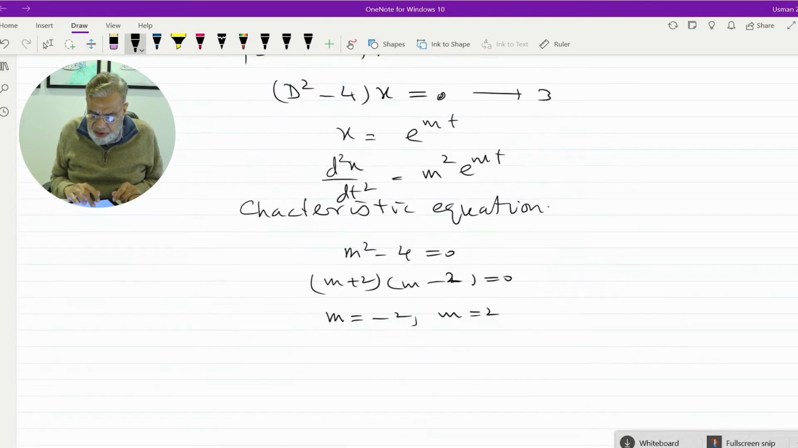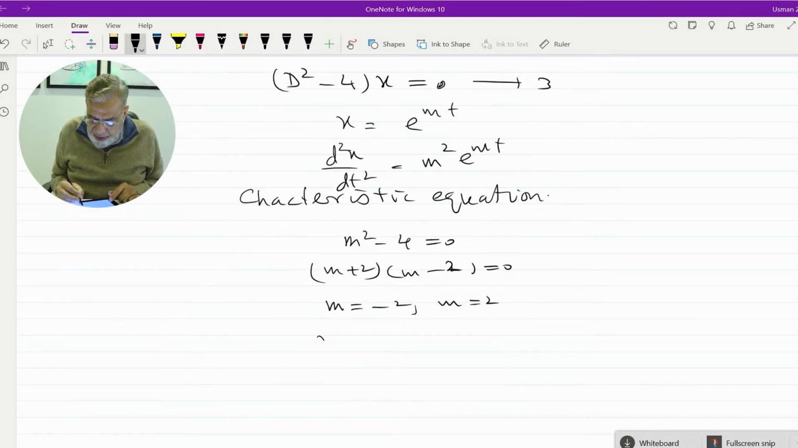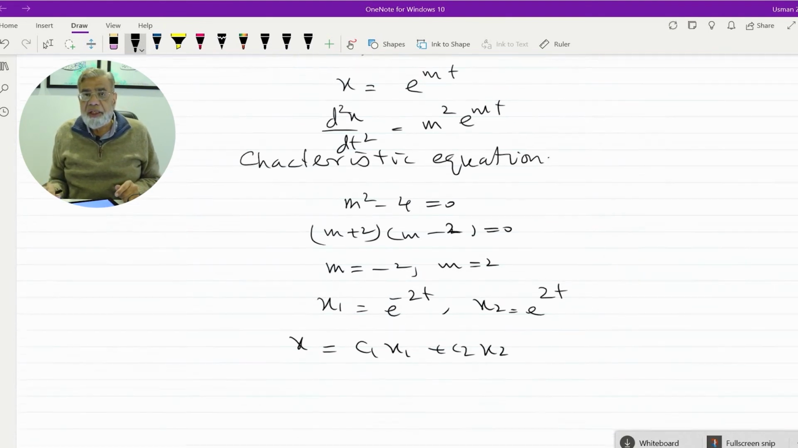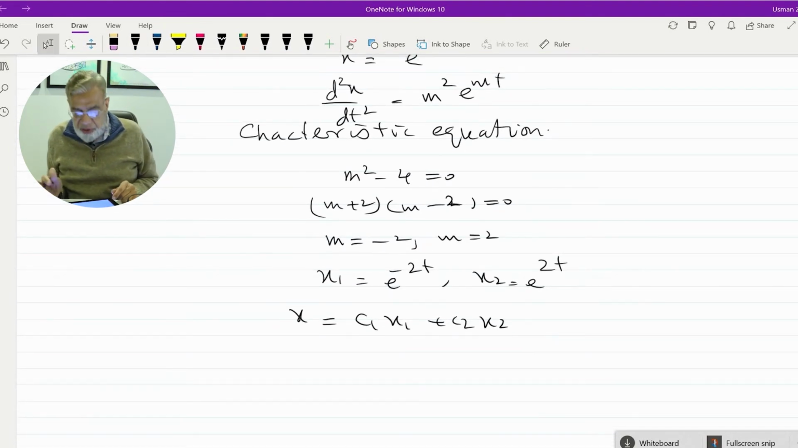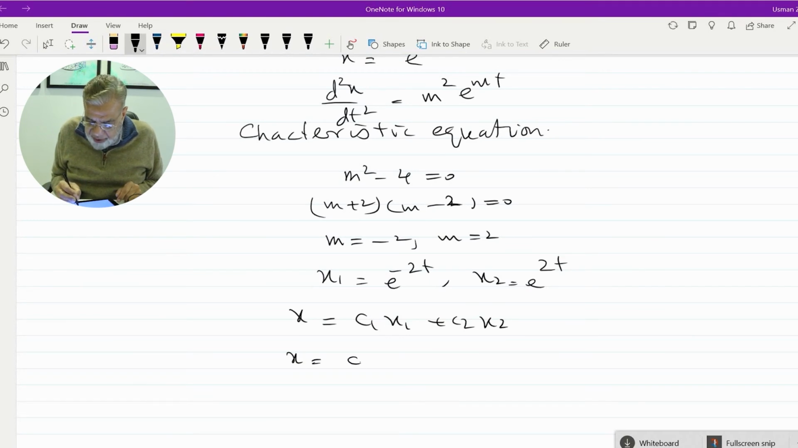So I can get two solutions. My x1 is e to the power minus 2t, and my x2 is equal to e to the power 2t. So my solution x is equal to c1 x1 plus c2 x2, because they are independent. When they are independent, we can form a linear combination of our solutions. So my x comes out to be c1 e to the power minus 2t plus c2 e to the power 2t. So I get the value of x, and now we can find the value of y very easily by substitution. This is my equation 4.